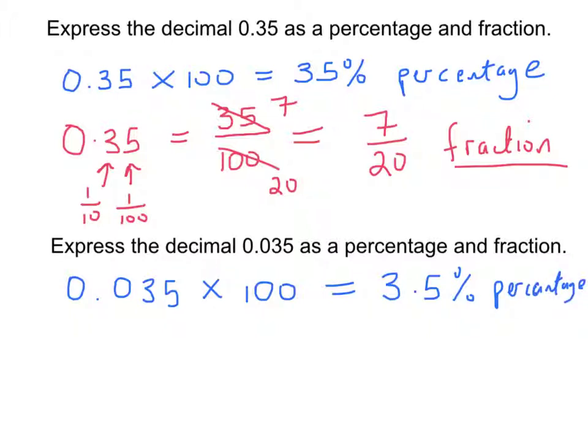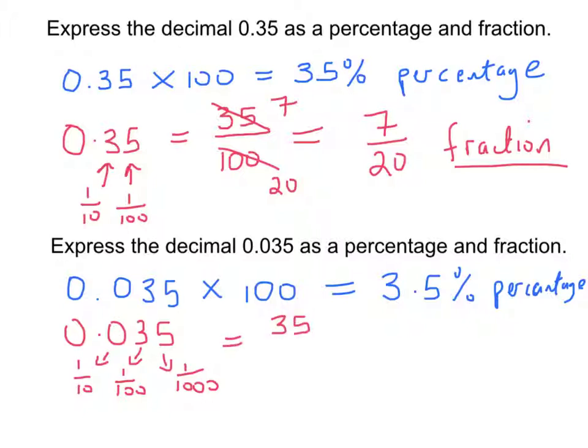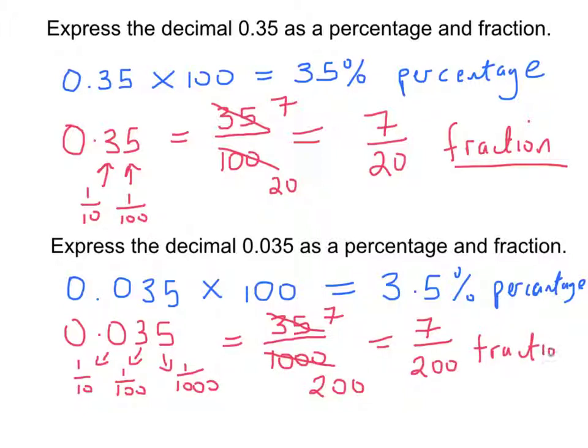Now let's convert the decimal 0.035 to a fraction. Now remember, there are 0 tenths, there are 3 100ths, and there are 5 1,000ths in this number. So overall there's 35 1,000ths, or 35 divided by 1,000. I can reduce this again by dividing both the top and the bottom by 5, and I get 7 over 200. So 7 divided by 200 is the fraction answer to my question.